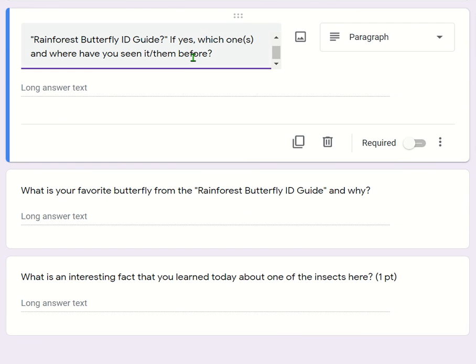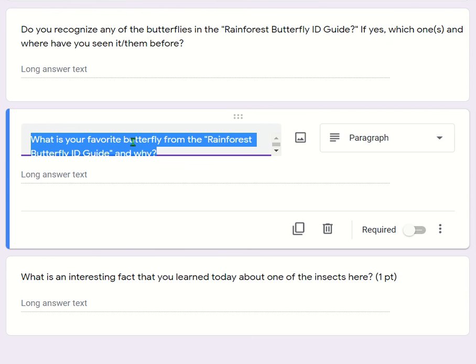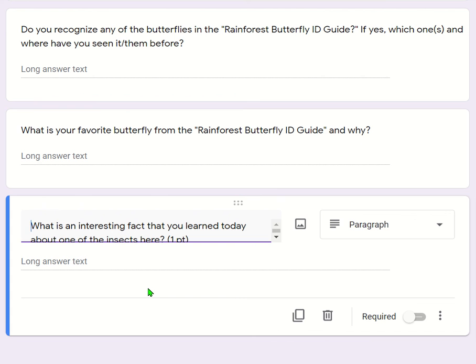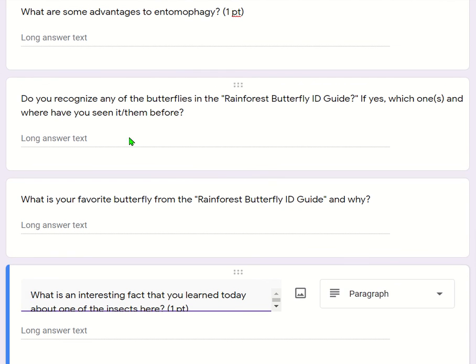And these next couple of questions just required you to go, they're pretty easy questions, look at the ID guide and the Rainforest Butterfly website and see which of the butterflies that you have seen before, and if so, which ones. And it's okay if you've never seen any of them before. And then what is your favorite butterfly from that forest ID guide? There are many gorgeous butterflies there, so you could of course pick any of them and why. And again, this last one is just another free answer. So as long as you answered it with something reasonable that makes sense, you will get credit for it along with these other two.